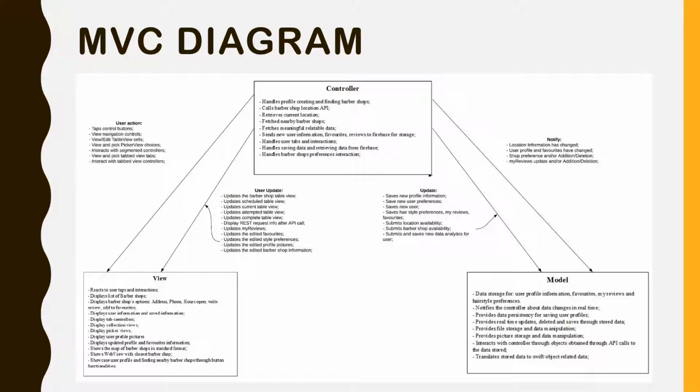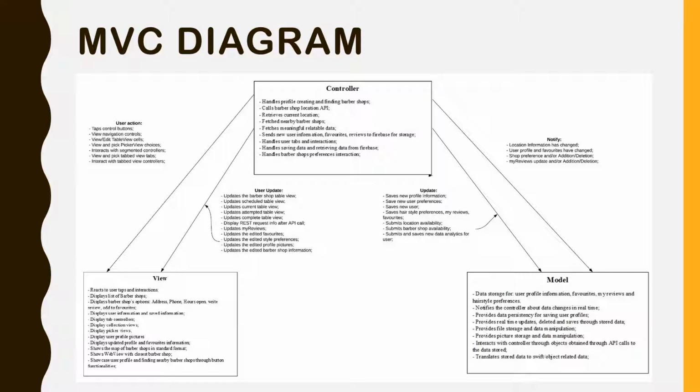Now, talking about how the MVC architecture works here, the controller handles creating and finding barber shops. It also calls the barbershop location API. Moreover, the controller retrieves current location, locates nearby shops, sends new user information, reviews, and favorites for storage. It also handles user taps and interaction, and also saving and retrieving data.